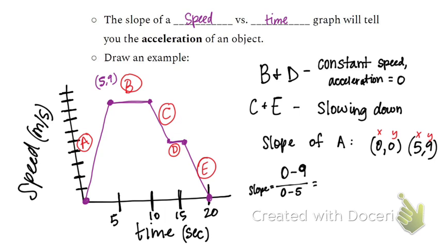What are we going to get when you do the subtraction? Okay, and then that's going to be, you're not subtracting, you're going to divide that. What is 9 divided by 5? Okay, what does the slope mean in this graph? 1.8 what? Meters per second squared. This is acceleration. Okay? Questions about the graphs?